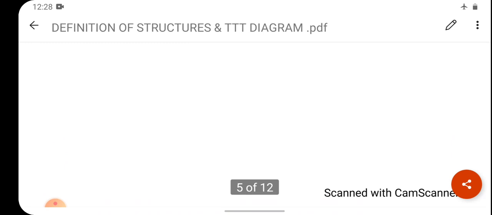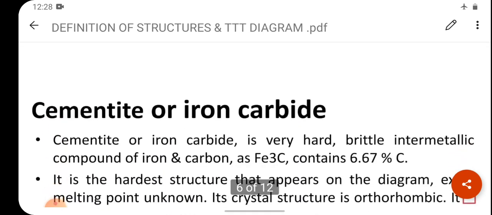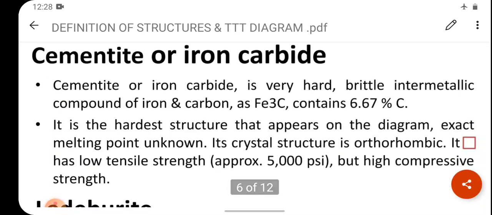Now we will discuss another point, that is cementite or iron carbide. Clear? Cementite, it is also known as iron carbide. Cementite or iron carbide is a very hard, brittle intermetallic compound of iron and carbon. This is known as cementite. As Fe3C contains 6.67% carbon. Cementite कहाँ भी मिलता है हमको? At 6.67% carbon. It is the hardest structure that appears on the diagram.